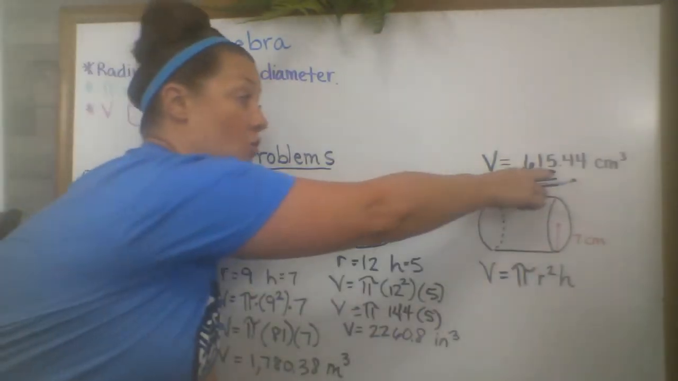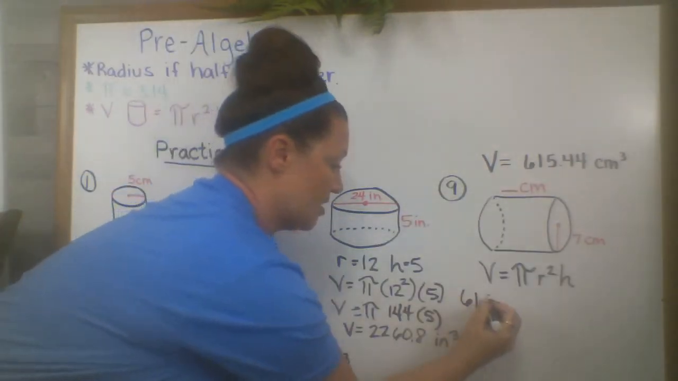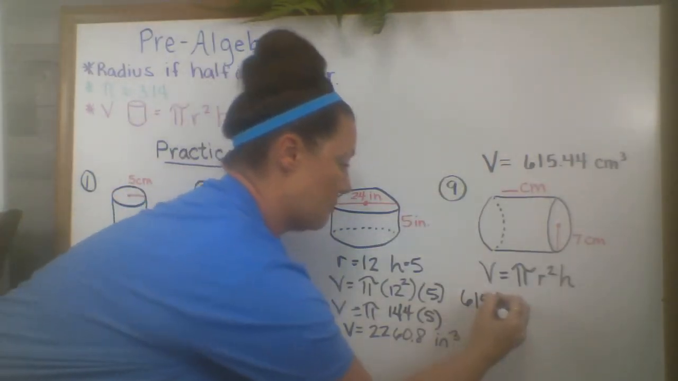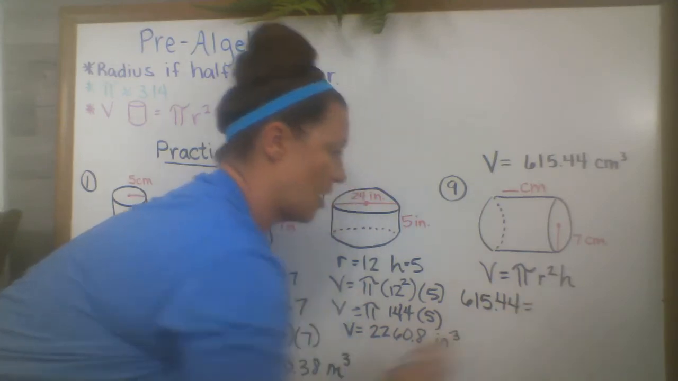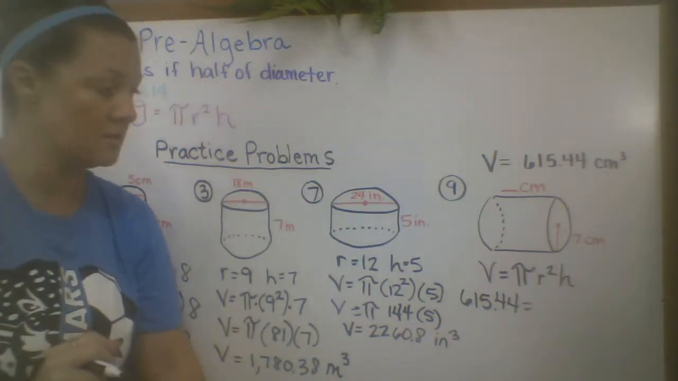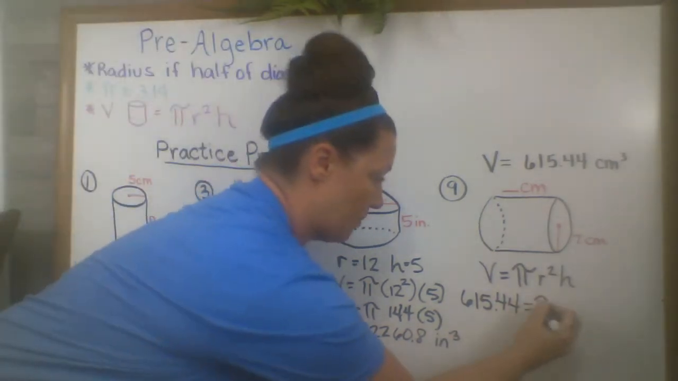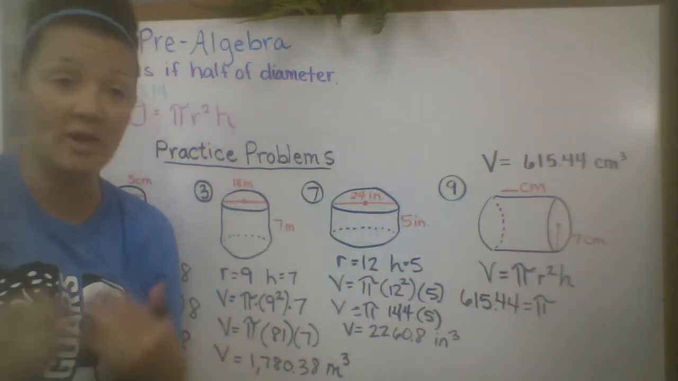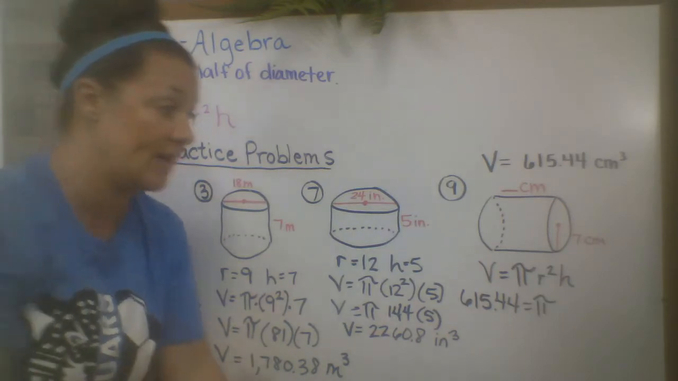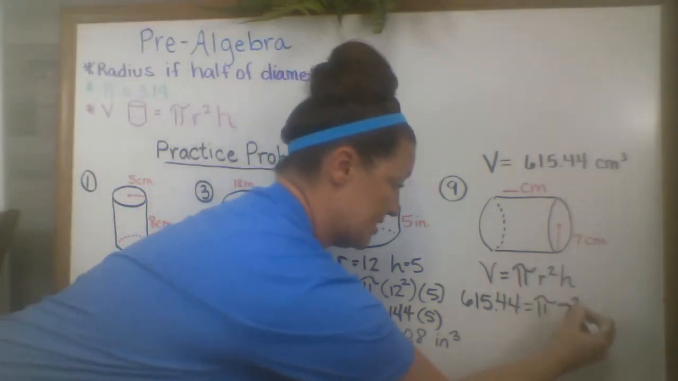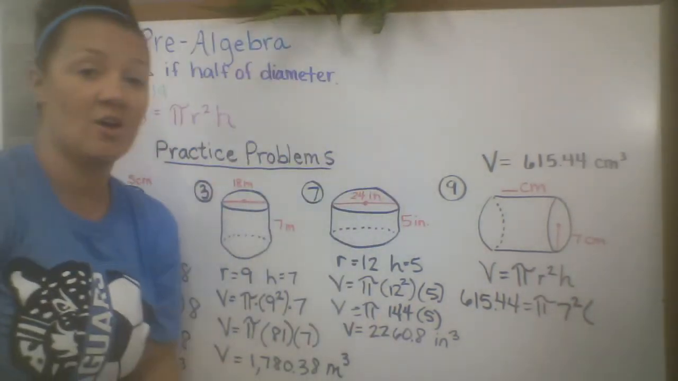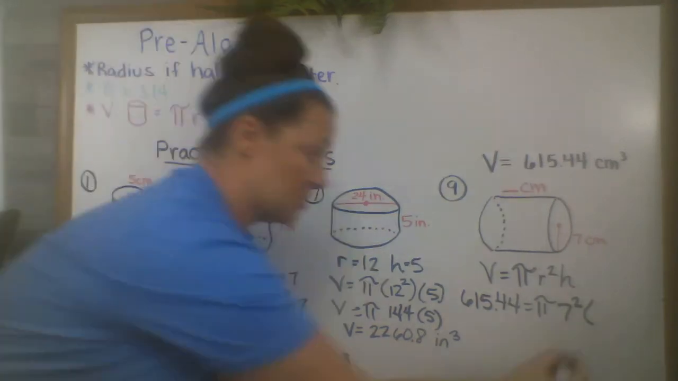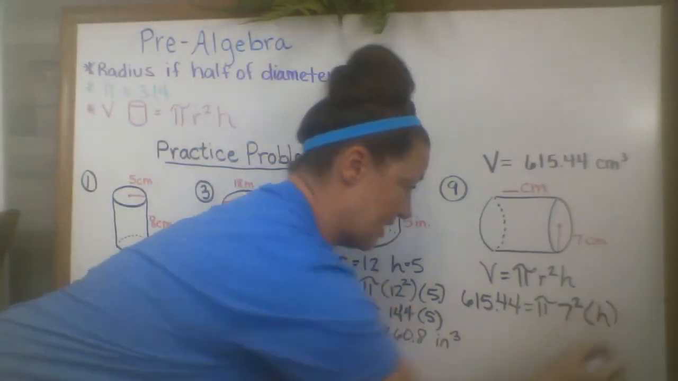We know the total volume, 615.44 equals, and in this case, we got lucky. It gave us radius. So we don't have to divide it by 2. That is our radius. So that is 7. And then our height, we don't know our height. So just write an h. That's what we're going to figure out.